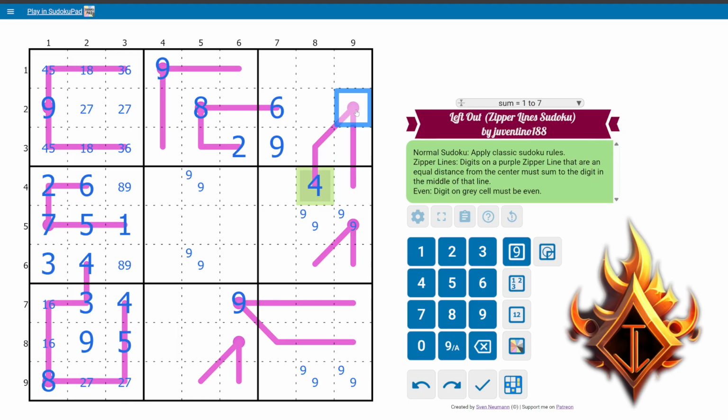Actually, this can't be 6, can't be 7, can't be 8, can't be 9. So it must be 5, because this does have to be higher than that. So this is 4, 1. And this can't be 2, 3. So this is going to be 4, 1 again. That becomes 8, 5, 1, 4.